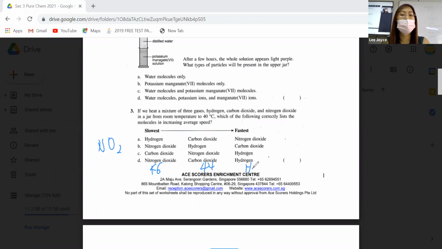Hydrogen gas is H2, so it has an MR of 2. So you can see hydrogen gas is the lightest, nitrogen dioxide is the heaviest, so nitrogen dioxide diffuses the slowest. All right, okay, steady, no problem.